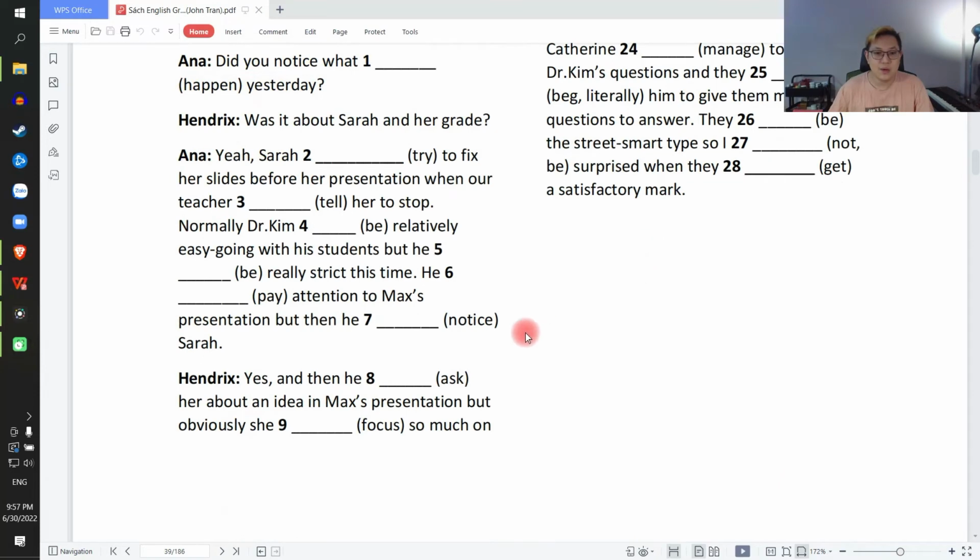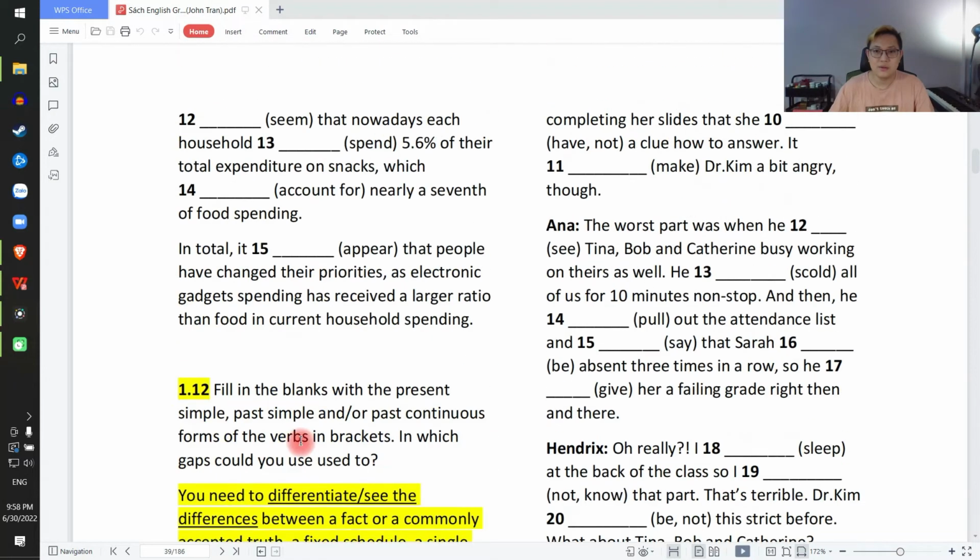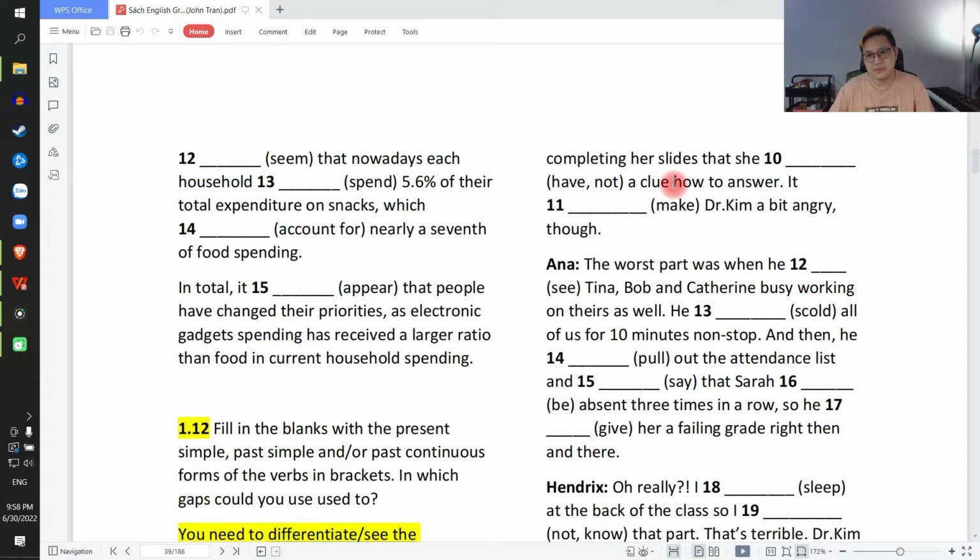Cô này cô đang tập trung quá nhiều vào cái bài trình chiếu của cô, cho nên là khi mà thầy hỏi cổ về một cái ý tưởng trong bài trình chiếu của Max thì cổ đương nhiên là không có một cái ý tưởng nào làm sao trả lời nổi.